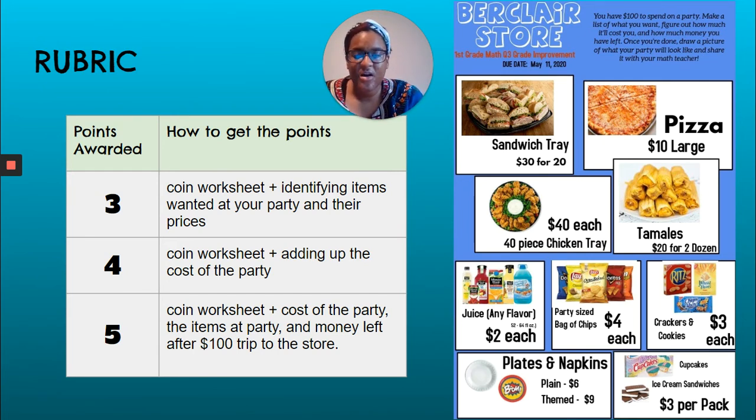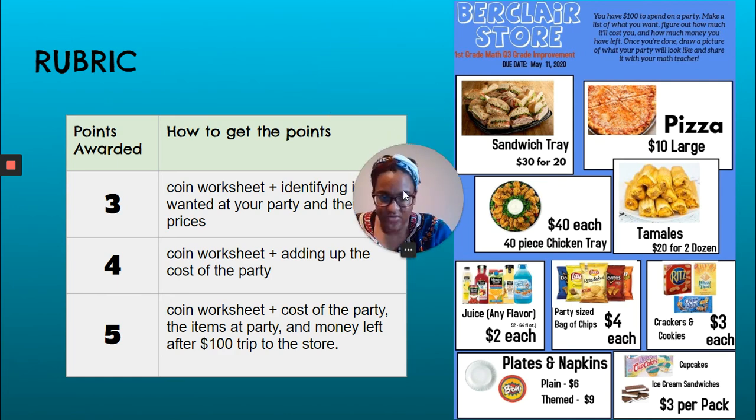But we want to get all of our points. So for 4 points, you make sure you add up the cost. So if, like I did before, I figured out that everything I wanted cost $71 and I just wrote that it cost $71 for my party, and I did my coin worksheet, then I would get 4 points. In order to get all the points for this assignment, you need to have the coin worksheet and then have the cost of the party, the items at the party, and then the money left after the $100 trip to the store. So this is everything that you need to know for this project.